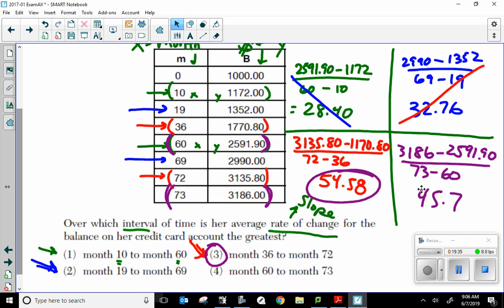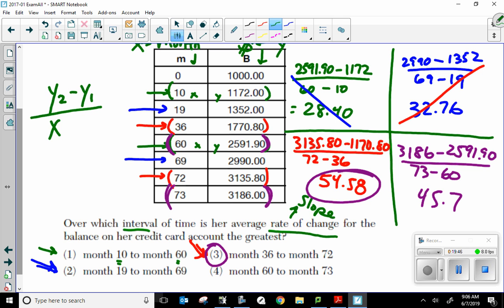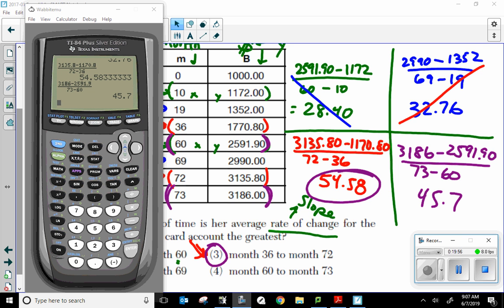No other way to do this. Ooh, look at that. The volume just went up to 4. No other way to do this. All right, you're just going to put it in your calculator. You're really just using y2 minus y1 over x2 minus x1. This is change in y over change in x. You've been doing this since 8th grade. You just do it 4 times. Easy.